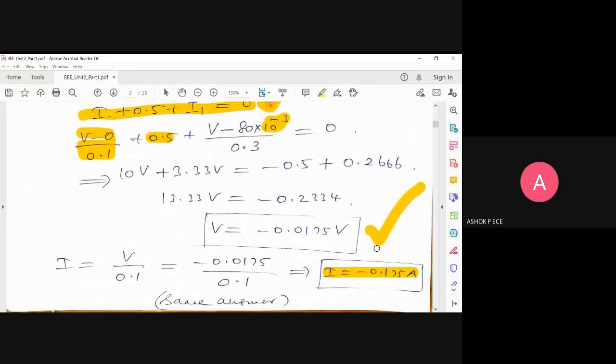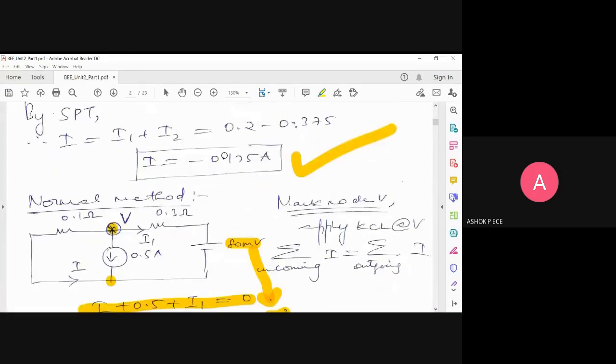So now we got one more method to verify our answer. Earlier I told you if you do by KVL, you can cross-check by KCL. But now you can even verify by this theorem also. So the answer is going to be the same. So we get the same minus 0.175 amperes.